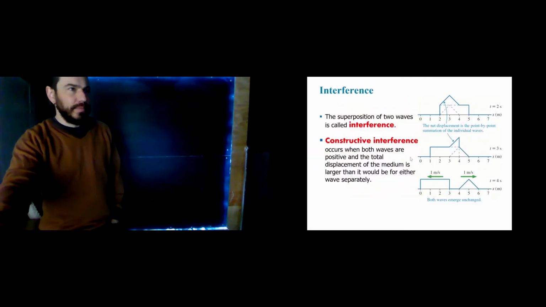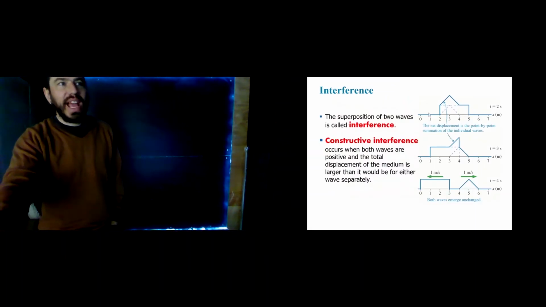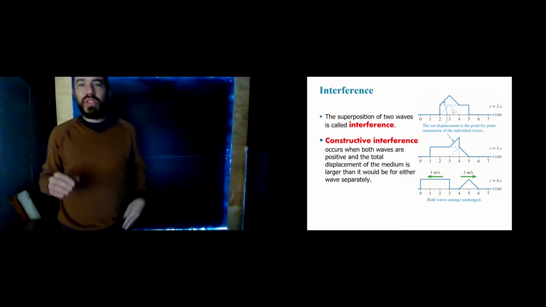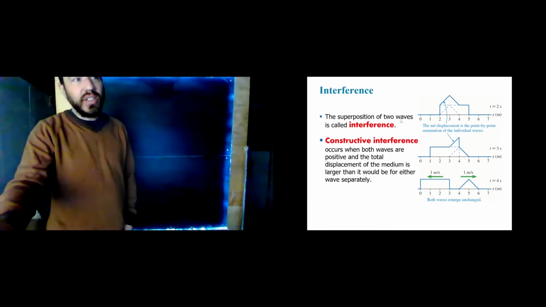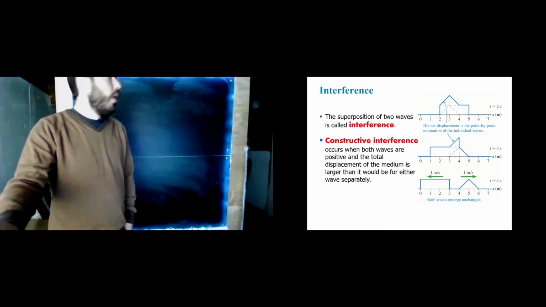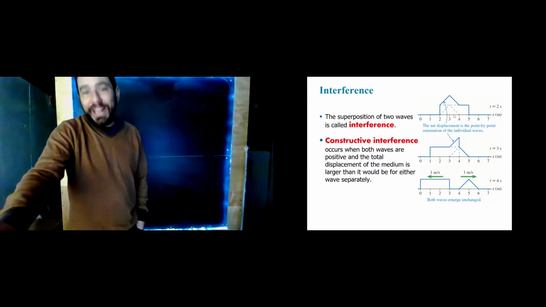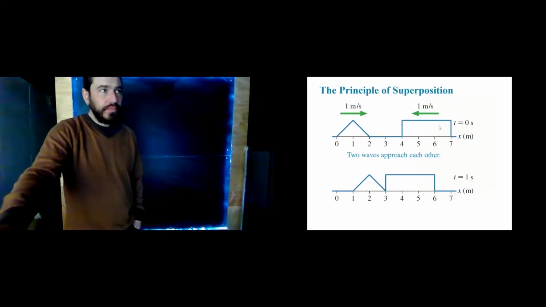Here they're just about to combine. And here they have combined. And now we have two waves adding, right? When the amplitudes combine and they're in the same direction, we call this constructive interference. And here we see that we have just added the two waves.